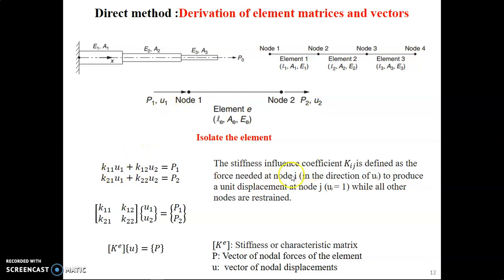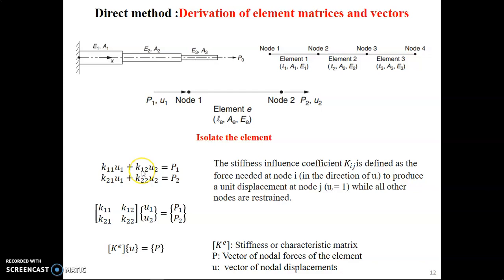So, based on the definition of the stiffness coefficient Kij, we can define K11 as the force at node 1 required to produce unit deflection at node 1 while the other node, U2, is constant, or U2 is equal to 0. So K11 is defined as the force required to produce unit deflection at node 1, but actually the deflection at node 1 is U1.